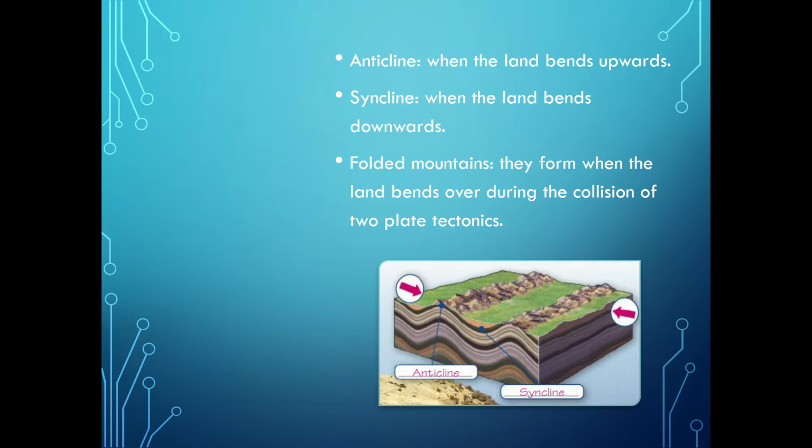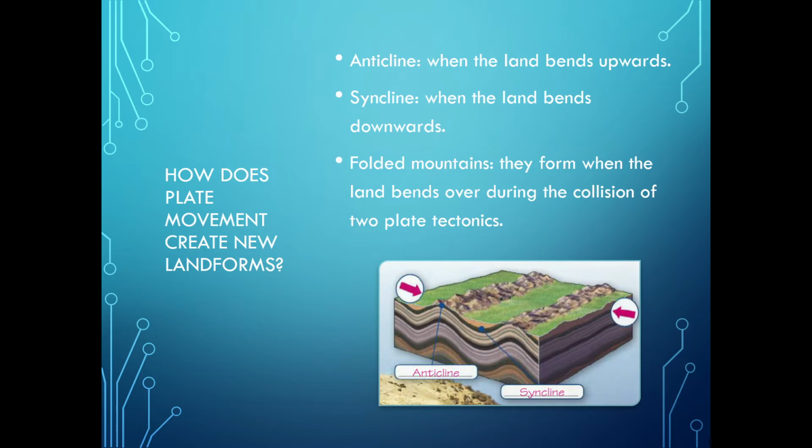And we have another important term, which is folded mountains. They form when the land bends over during the collision of two plate tectonics. So this is pretty much related to what we have been studying right now. And one more time, what happens is that when two plate tectonics converge, if rocks do not break down, but they just start folding above, they are going to create a mountain.